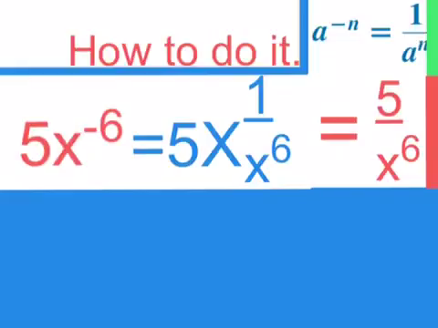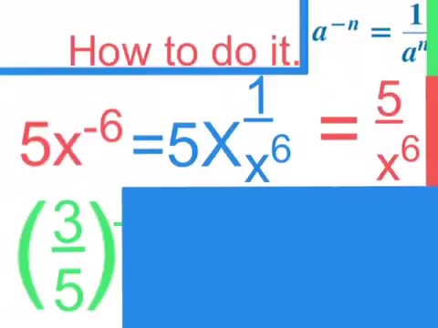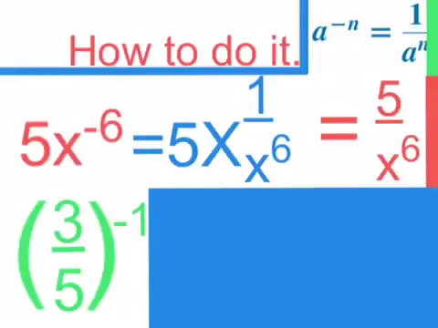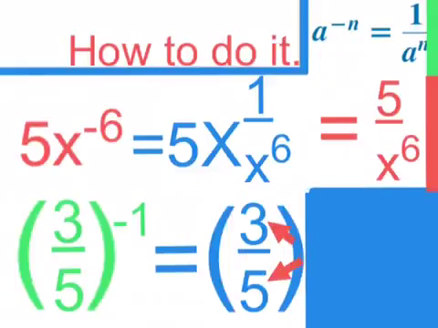Now let's look at the next example. Open bracket 3 over 5, close bracket, with the power of negative 1. There's a simple trick to this: you just flip the numerator with the denominator, and the answer should be 5 over 3.